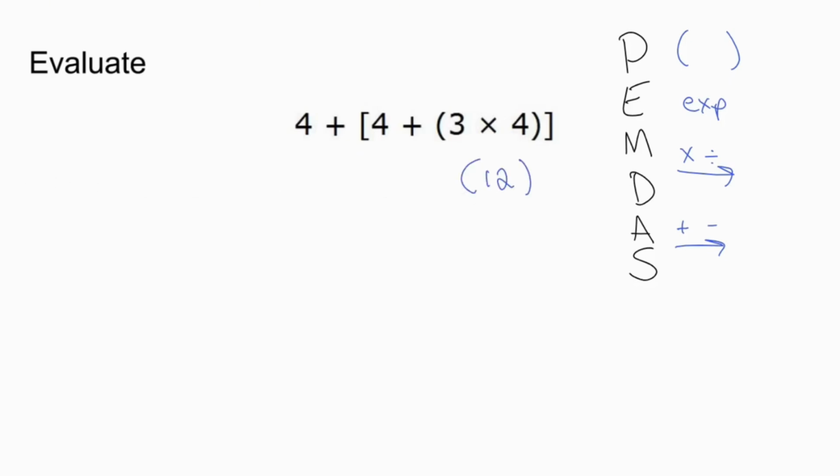Now you drop down everything else you haven't touched. So the 4, the plus, the bracket, the 4, the other plus, and the other bracket. Now, if you're done everything inside that innermost parentheses, you deal with the stuff inside the bracket. So do 4 plus 12 first. 4 plus 12 is 16. Drop down the 4 plus.